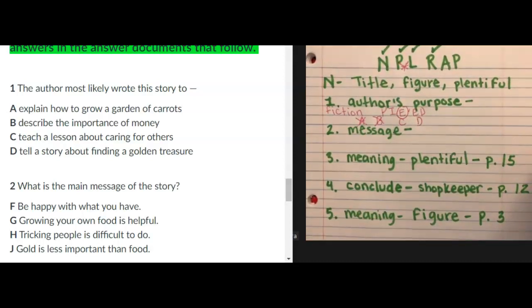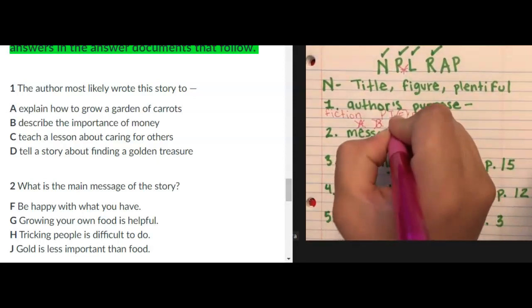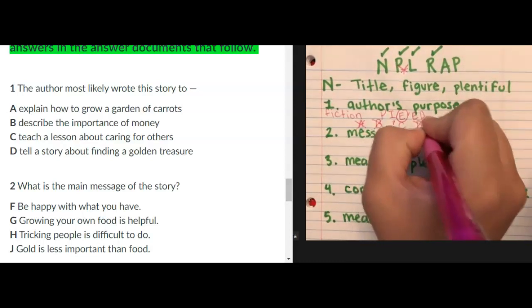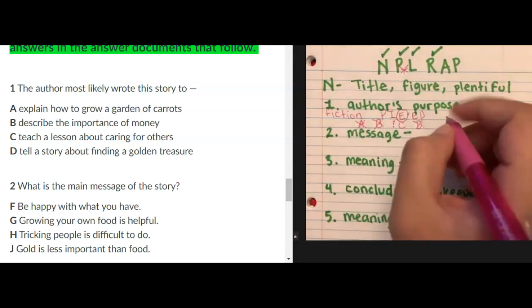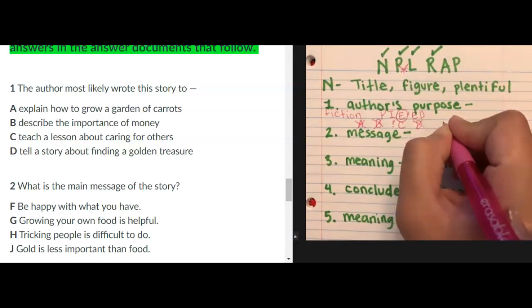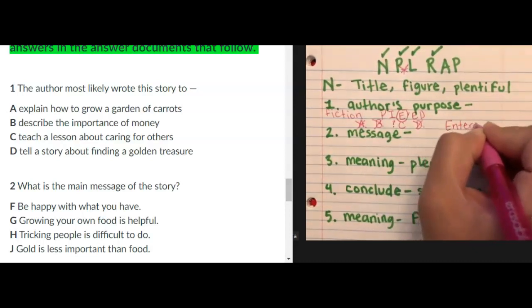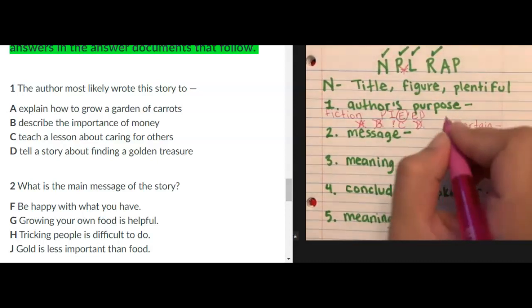C: Teach a lesson about caring for others. Okay, I think this story talked about how a little girl and a shopkeeper learned the lesson about caring for others, so this could definitely be my answer, but I'm going to go on to read answer letter D. Tell a story about finding a golden treasure. That never happened in the story, so I'm going to go ahead and eliminate letter D. So I think my best answer for question number 1 is letter C. So I'm going to write letter C because I know this was a story to entertain. And I know it talked about how you should care for others.